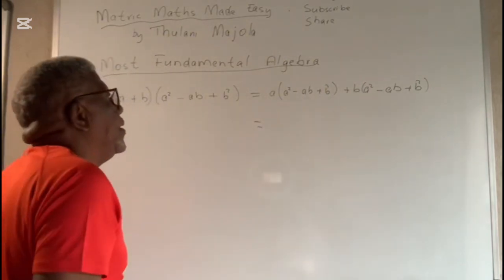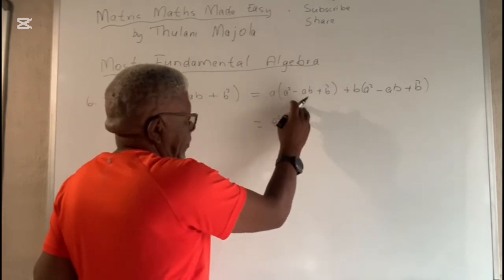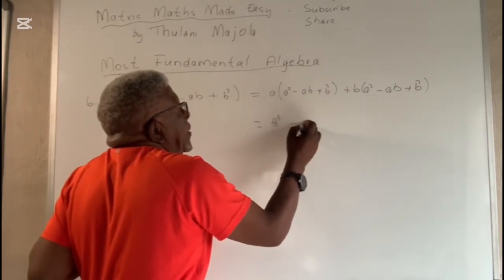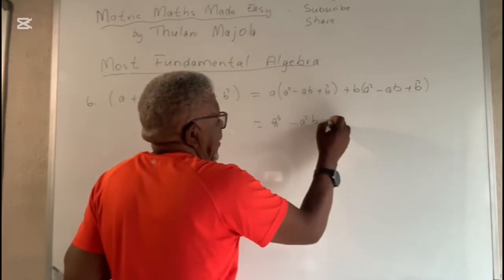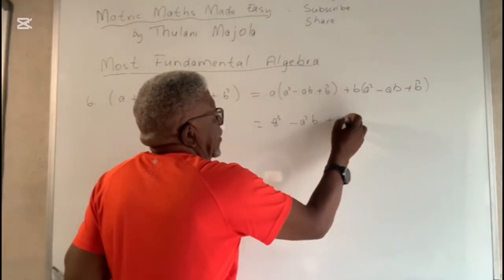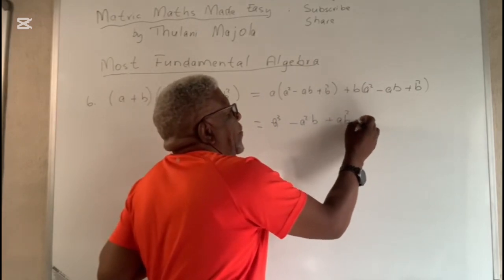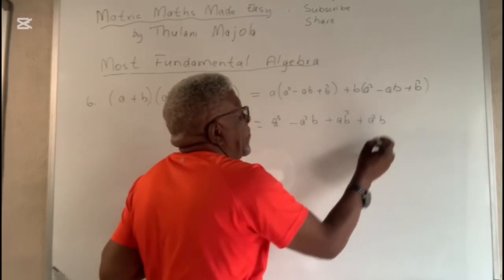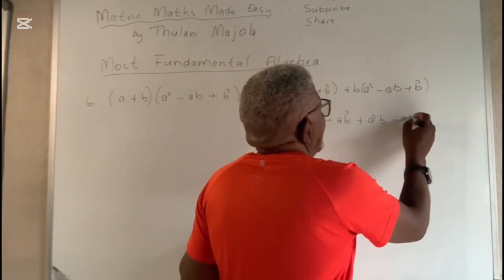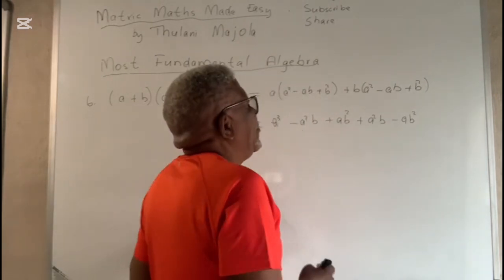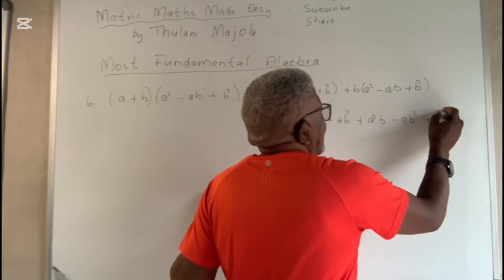What you get: a times a squared is a cubed, a times negative ab is negative a squared b, a times b squared is positive ab squared, b times a squared is plus a squared b, b times negative ab is negative ab squared, b times b squared is plus b cubed.